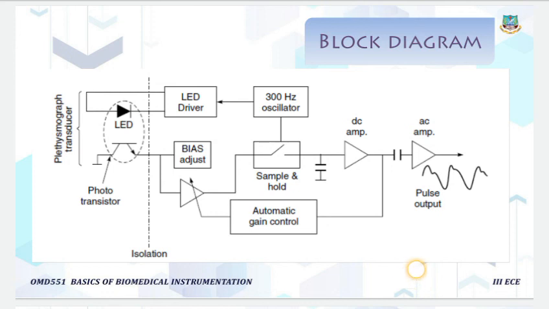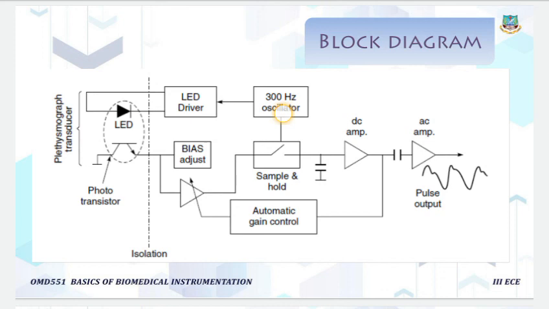This figure shows the block diagram of the processing of the plethysmographic signal detected from a photoelectric transducer. This circuit consists of two parts. The first one is an LED oscillator and driver, which produces a 300 Hz, 50 microsecond infrared light pulse to the finger probe.